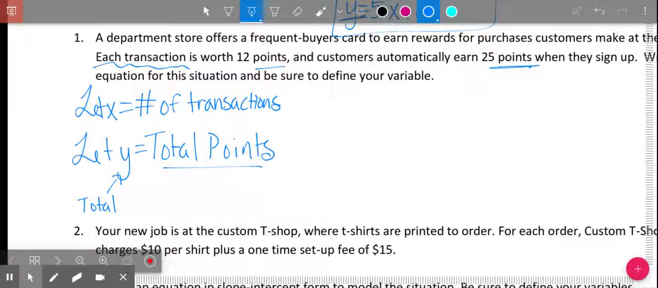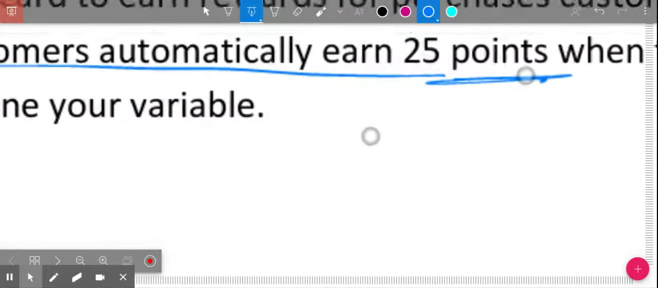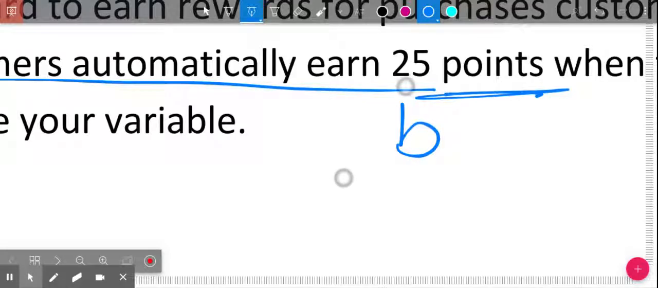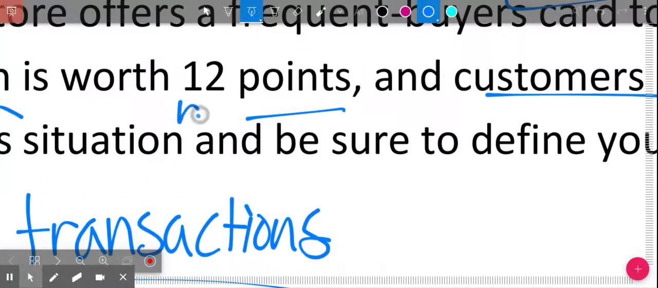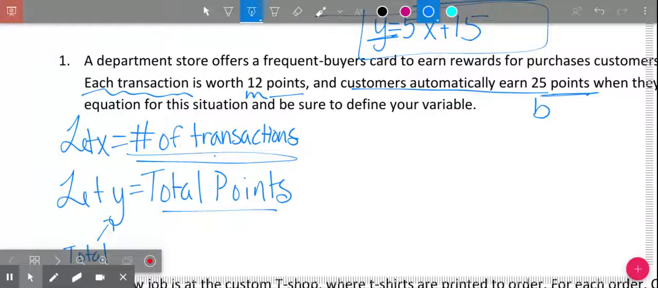Now we're going to write an equation to go with this. Let's think about our b and our slope. The customer automatically earns 25 points, so that means they're starting with 25 points. That's going to be our b value. And each transaction is worth 12 points. We said x was the number of transactions, so the 12 and the x are going to go together. That makes our 12 our slope, our m.